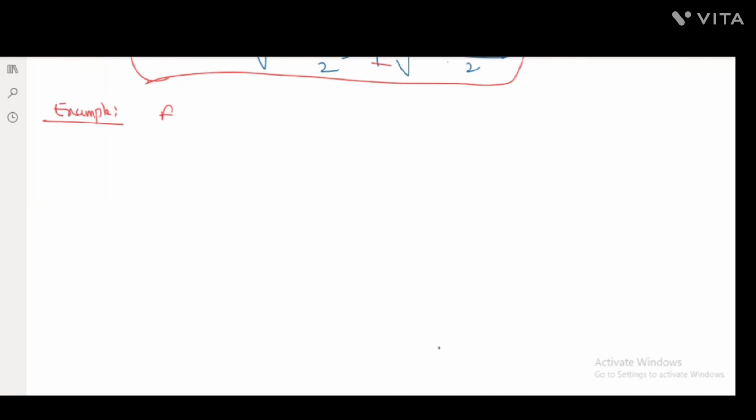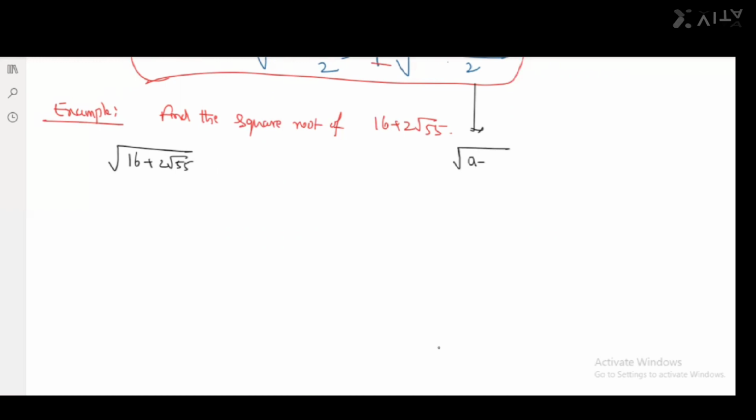Find the square root of 16 plus 2 root 55. So listen carefully. What I am doing here, this square root I have to find, square root of 16 plus 2 root 55. So just now we have the formula for root over a plus root b, meaning there is no coefficient here for the root b term.